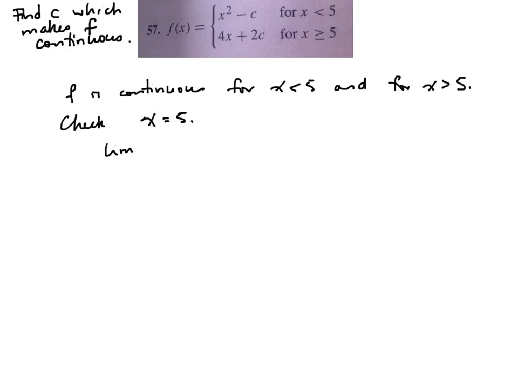So we want to think about the limit as x goes to 5 from the left of f of x, and also the limit from the right. But let's start with the limit from the left. Okay, so if x is a little bit less than 5 and it's approaching 5, then we are on the part of the graph that looks like the parabola x squared minus c.